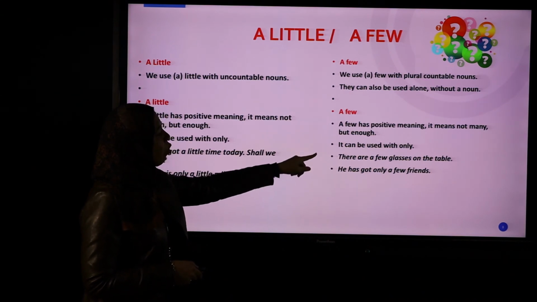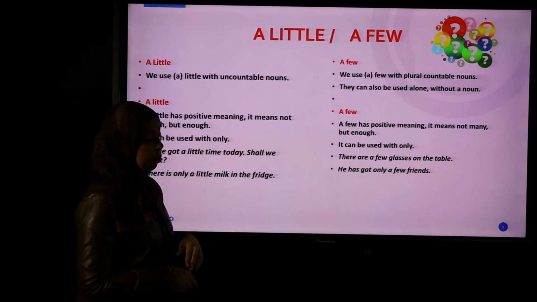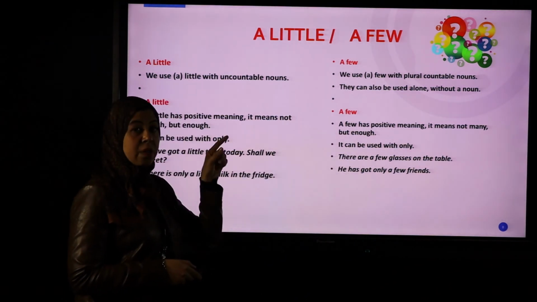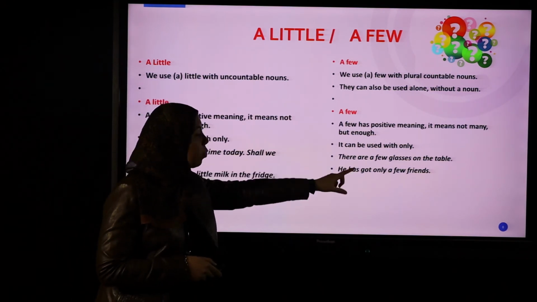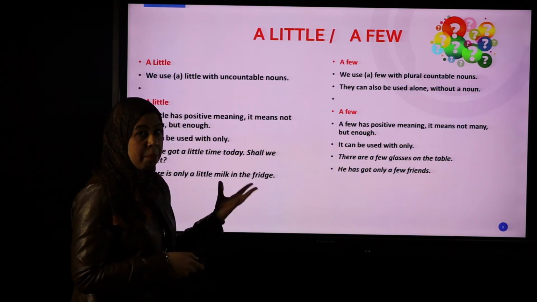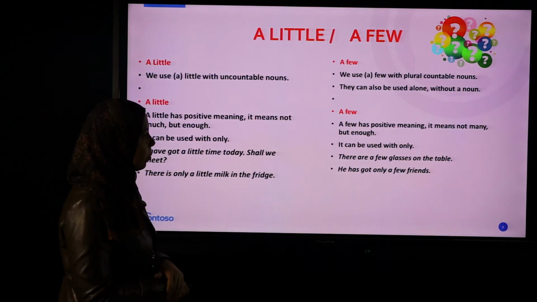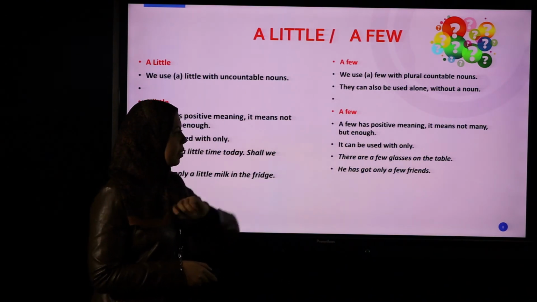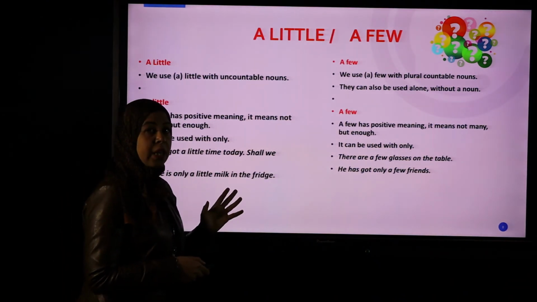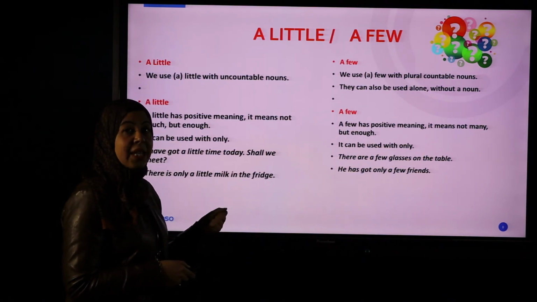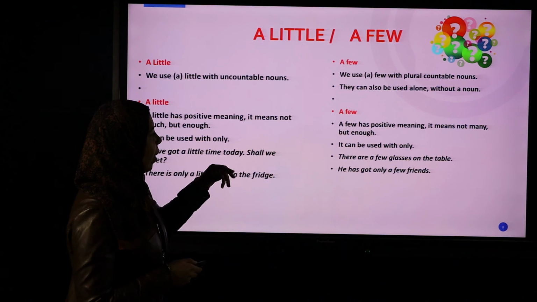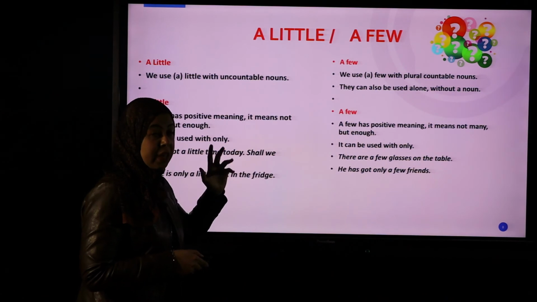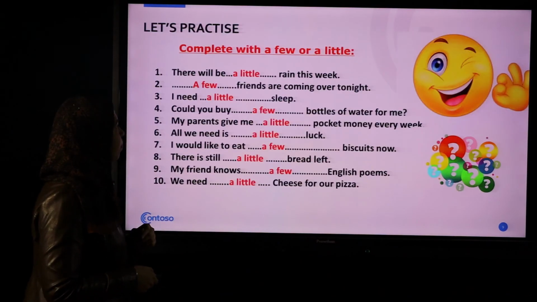Let's read this example. There are a few glasses on the table. I used "there are" with glasses because they are countable, and I used a few because I want to say there are not many but enough glasses on the table. He has got only a few friends. It means that he doesn't have many friends, but he has enough friends. I used a few to mention that he doesn't have many friends. Let's go to the other one.